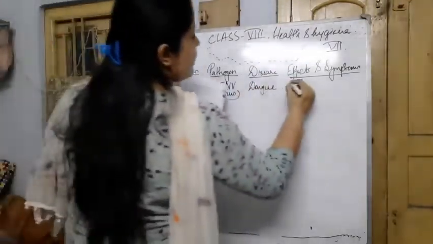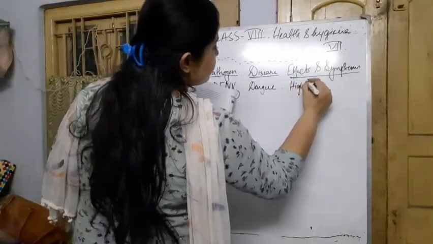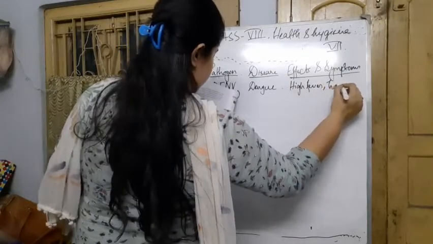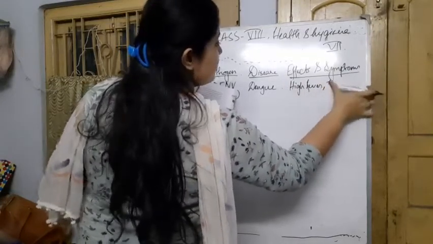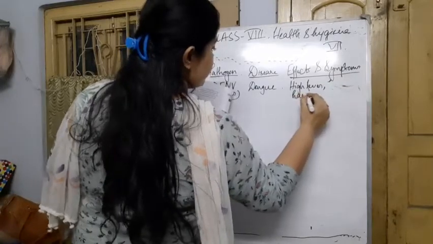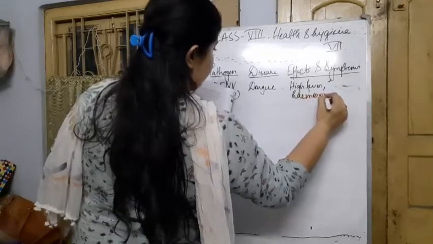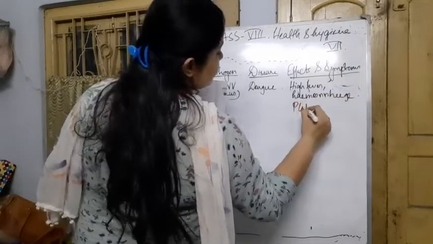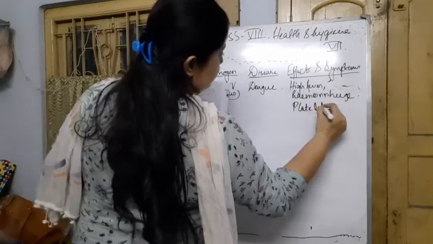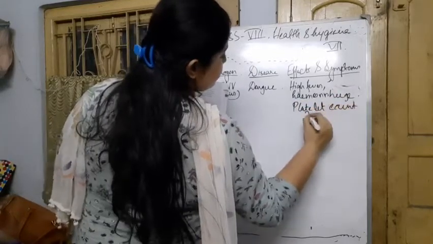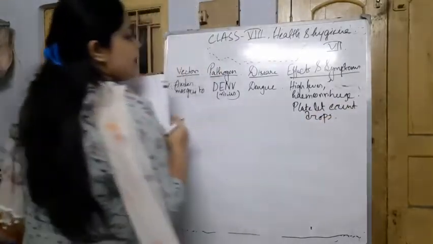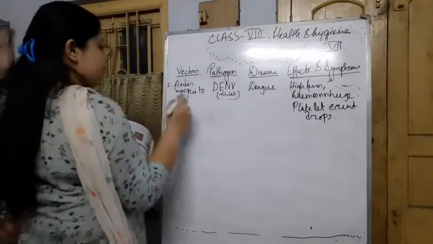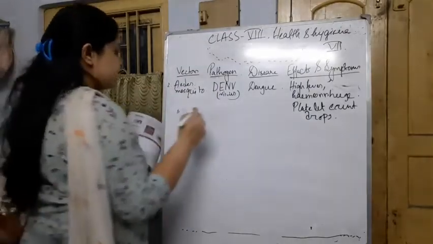The symptoms are high fever, secondly hemorrhage, and also the platelet count drops, etc. Okay, so these are already known by you. The next disease caused by this Aedes mosquito is yellow fever.